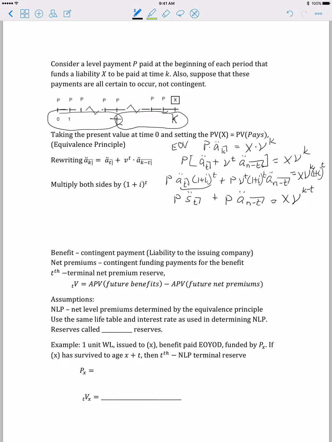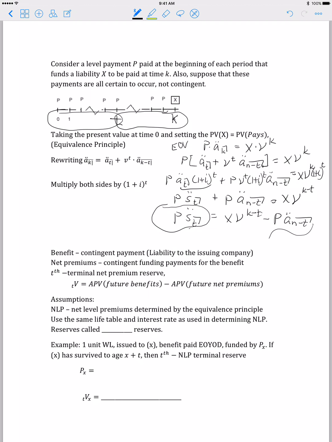Okay, so if I now subtract the second term to the other side, then the left-hand side is the accumulated value of the level payments that are funding the liability that has to be paid at time K. So that's the accumulated value of the payments at time T.